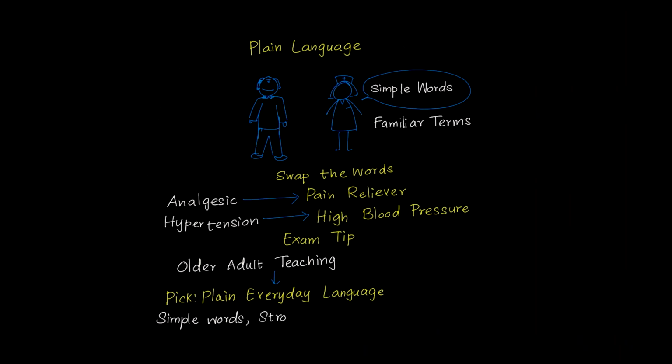Here's a D439 OA exam tip for you. When teaching older adults, pick the plain language answer every time. Quick recall hook: simple words, strong understanding.